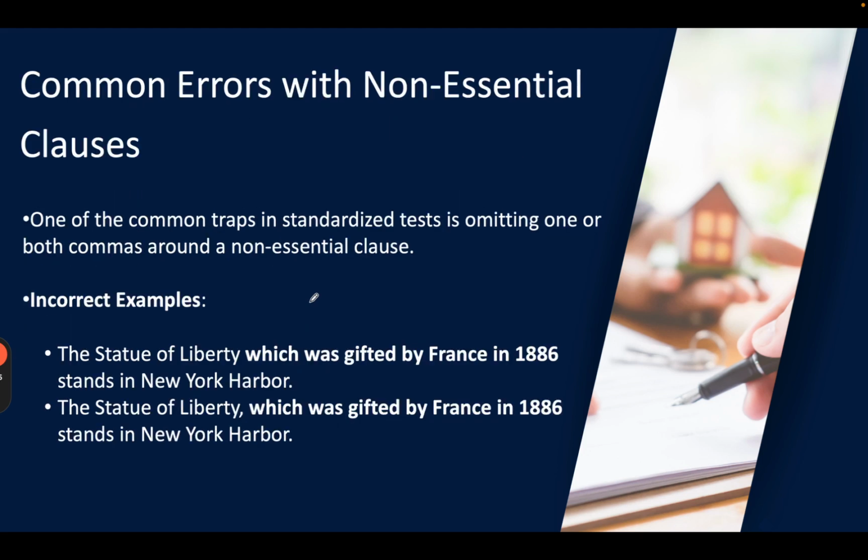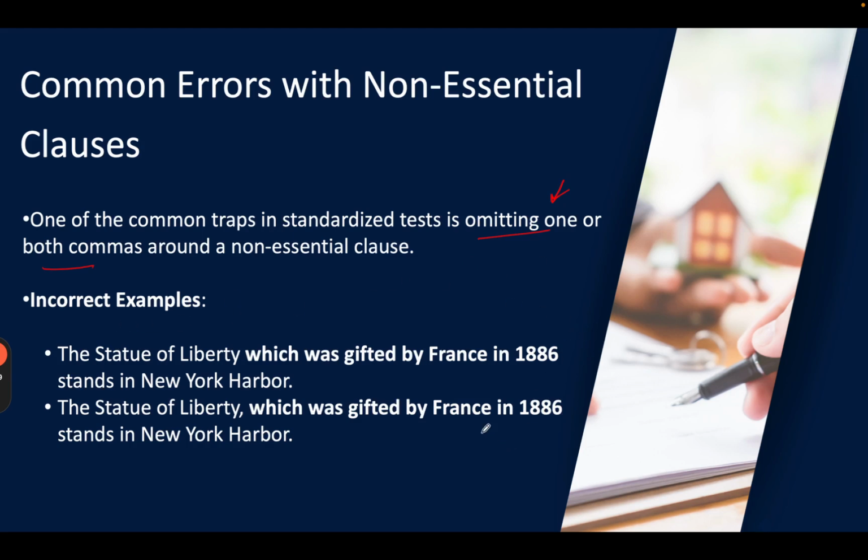Now, some common errors that we can find in non-essential clauses is that a sentence can just omit one of those commas. Instead of putting two commas, the incorrect options will remove one comma, or both the commas would be missing. So you have to be very careful when you're reading these sentences as to if this part of information is required or not. If it's required, then it has to be without commas. If it's not required, then we want both the commas. We don't want just one of the commas, but both of them.